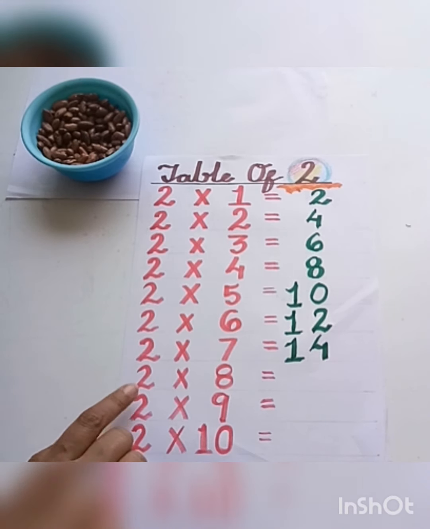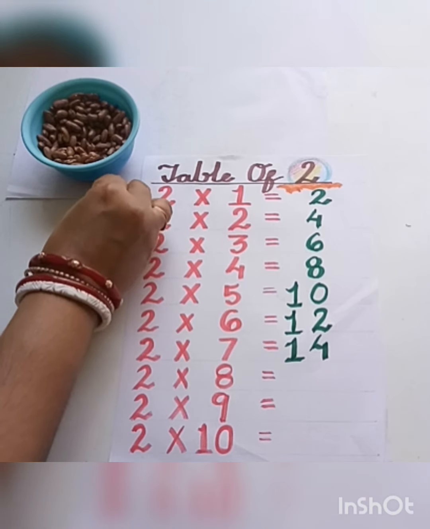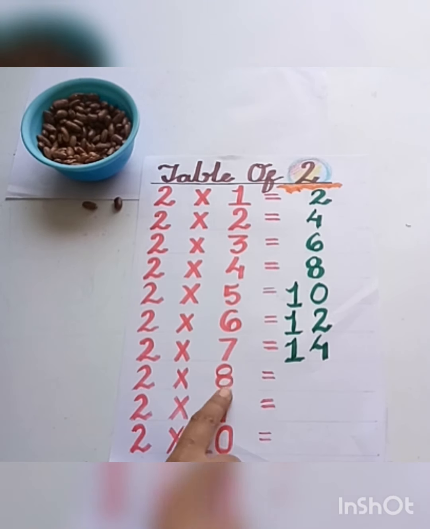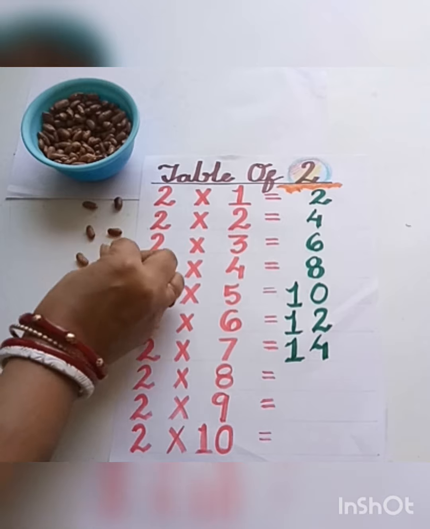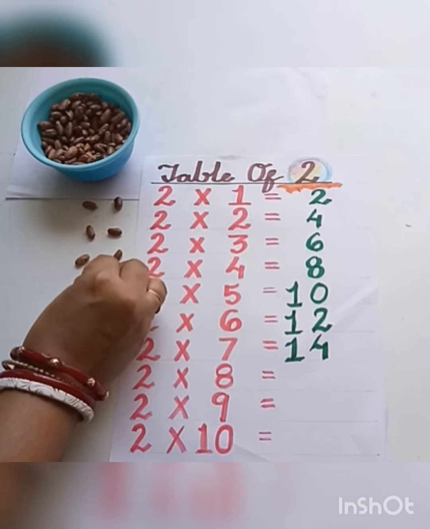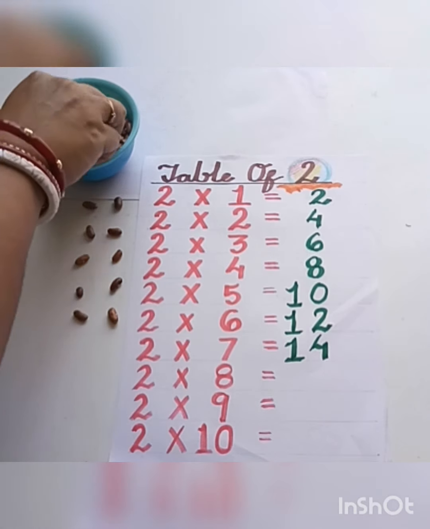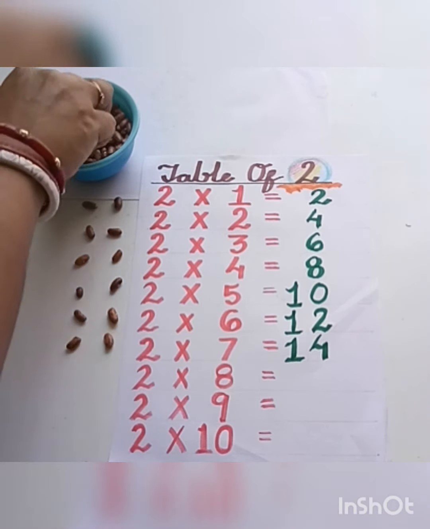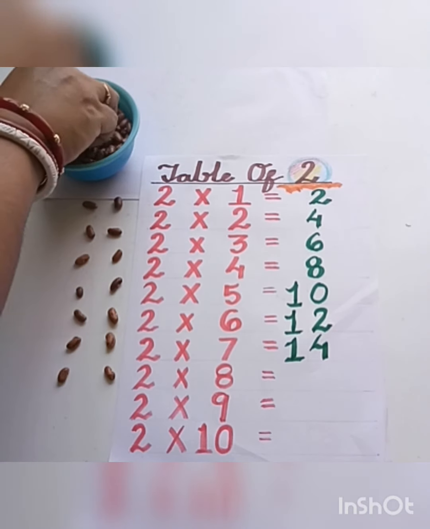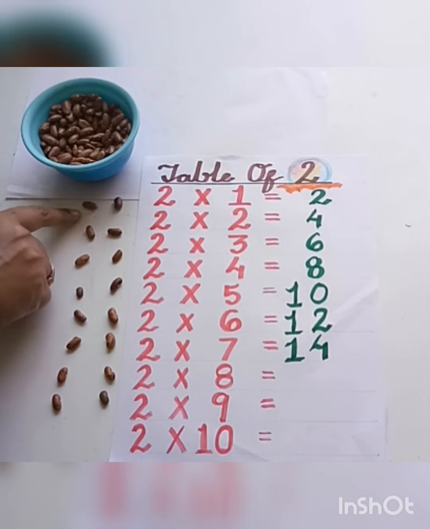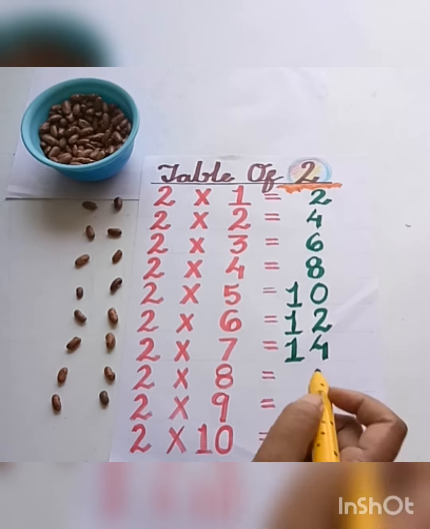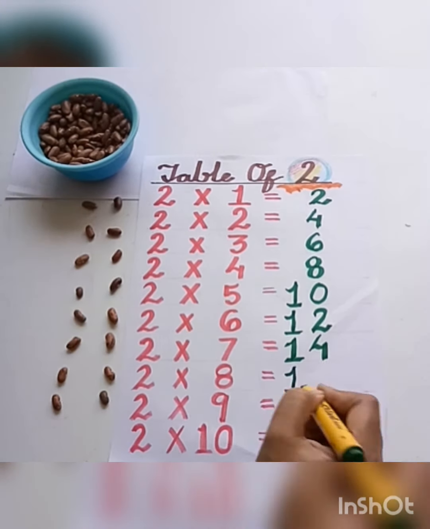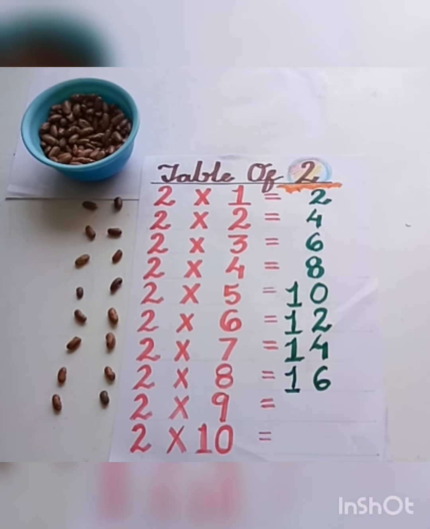2 eights are, let's take quantity of 2 beans. How many times? Tell me, children. Yes, 8 times. 1 time, 2 times, 3 times, 4 times, 5 times, 6 times, 7 times, and 8 times. Let's count. 1, 2, 3, 4, 5, 6, 7, 8, 9, 10, 11, 12, 13, 14, 15, and 16. Let's write 1, 6, 16.